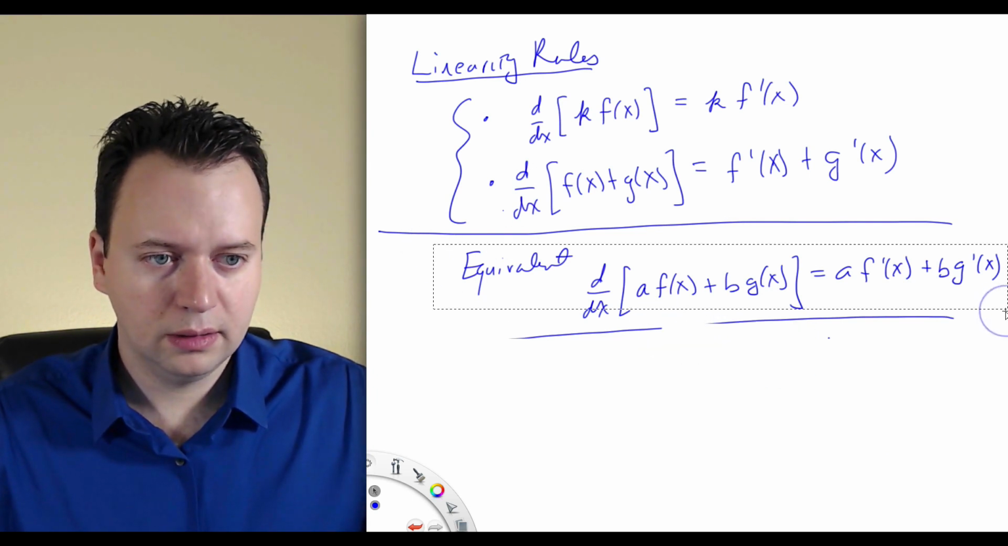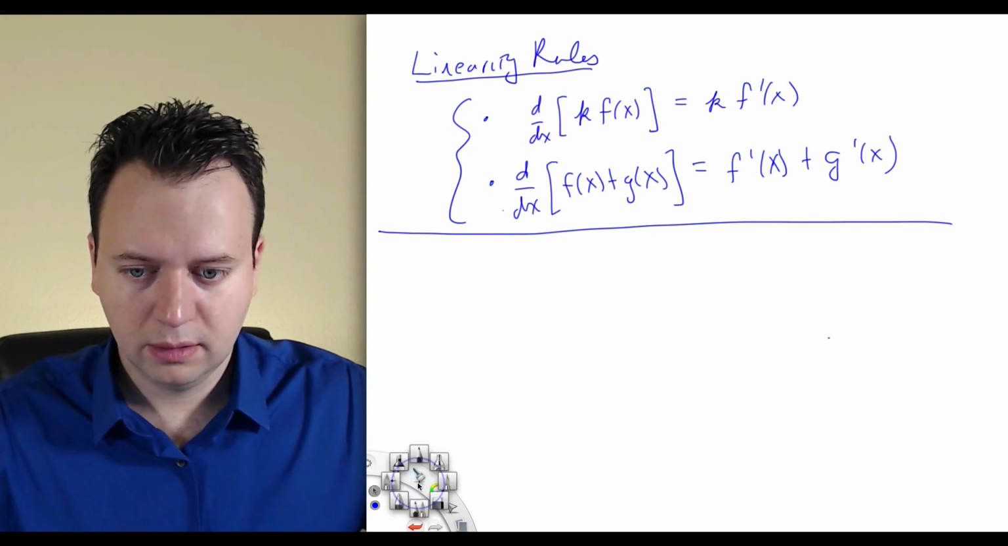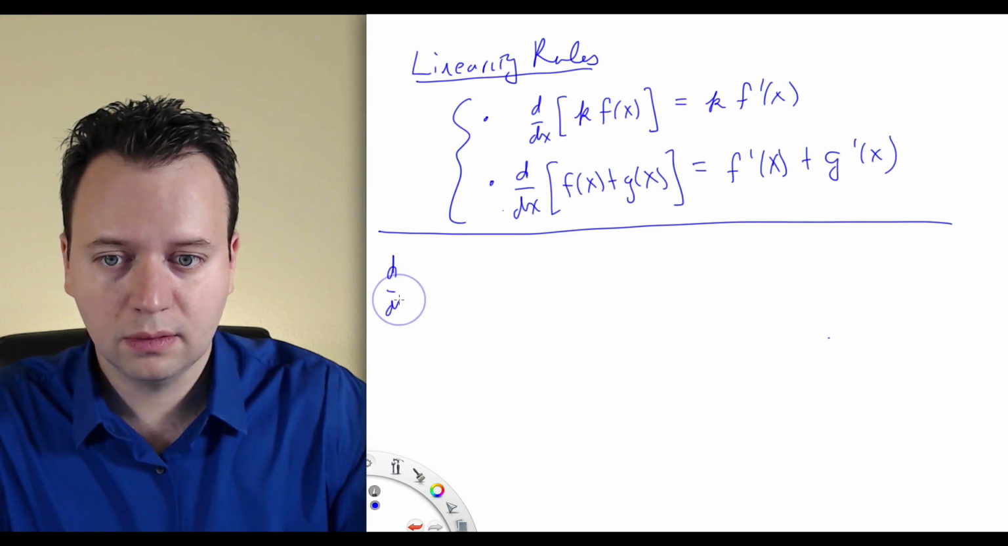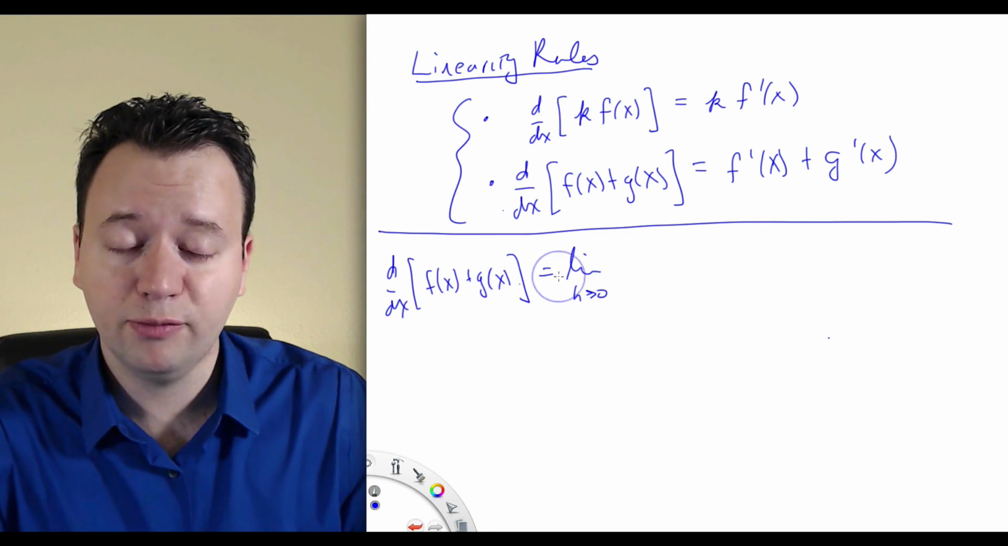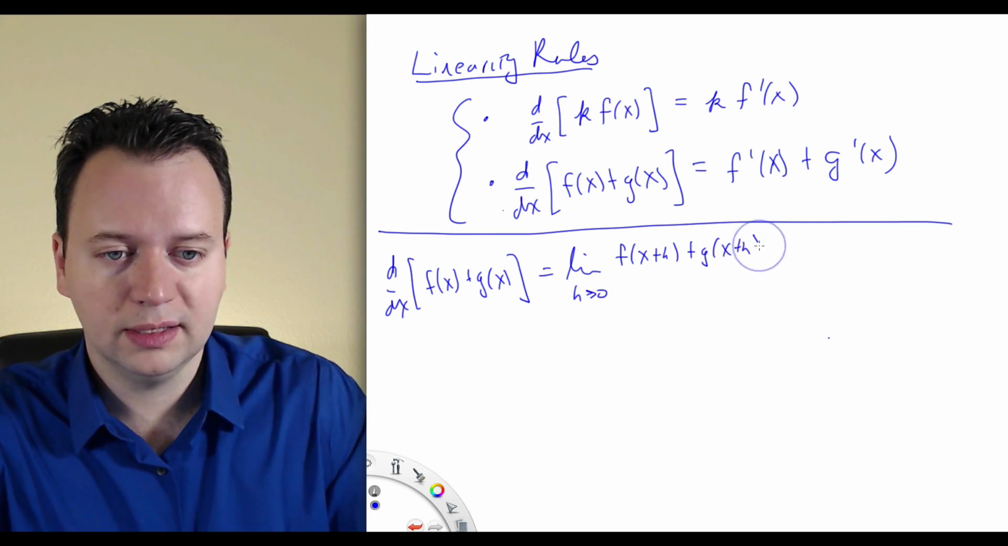Actually, let's get rid of all of this. So if we take the derivative of f of x plus g of x, that's going to be the limit as h goes to 0 of this function, which is the function f plus g first, f of x plus h plus g of x plus h.